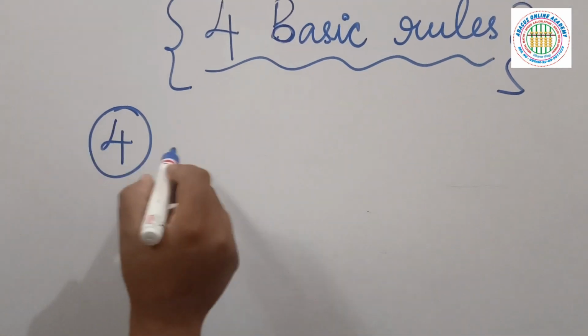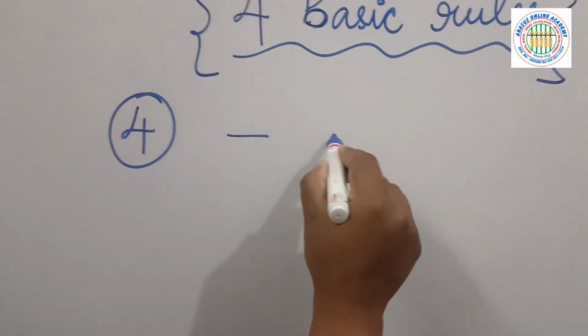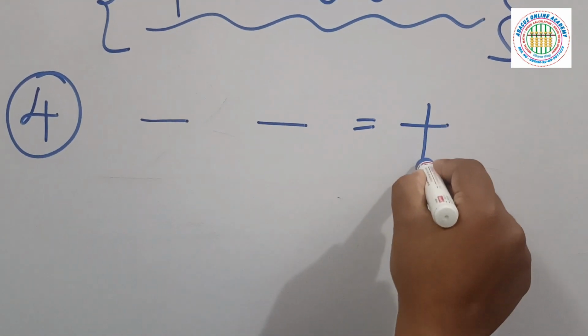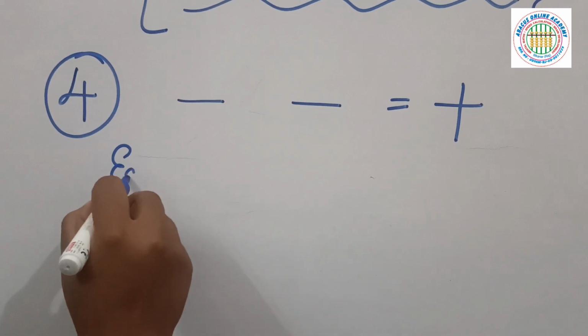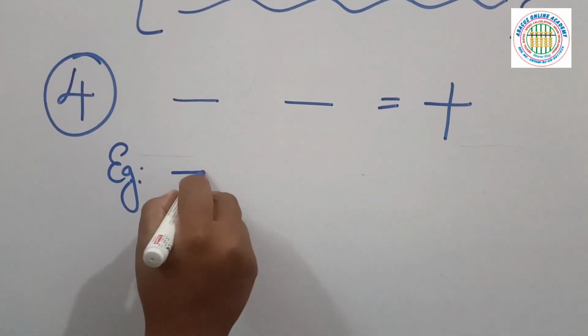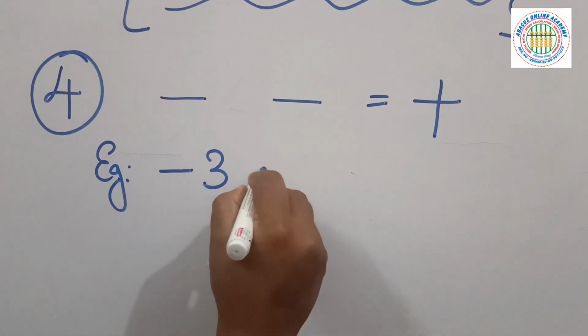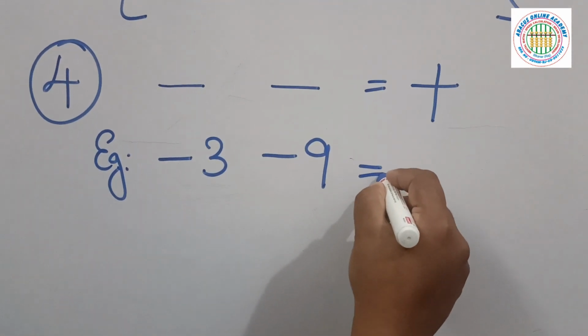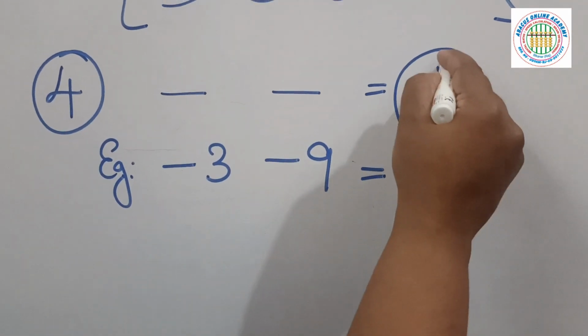And the fourth one is minus and minus will give you plus. Okay. For example, minus 3 and minus 9. Now what will you do? You have to add. Okay.